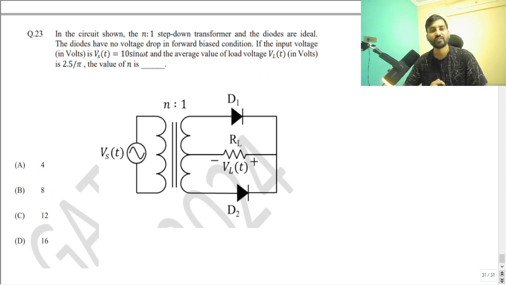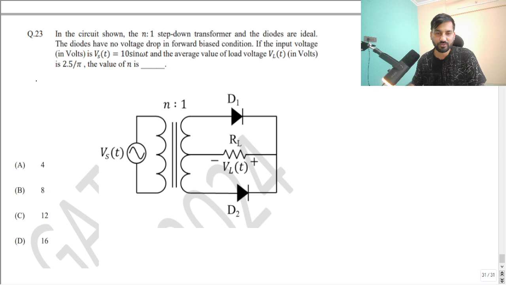In the circuit shown, the n:1 step down transformer and the diodes are ideal. The diodes have no voltage drop in forward bias condition. The input voltage in volt is given as 10 sin omega t, and the average value of the load voltage VL(t) in volt is given as 2.5 by pi. The value of n is? This is an MCQ question and only one option is going to be correct.